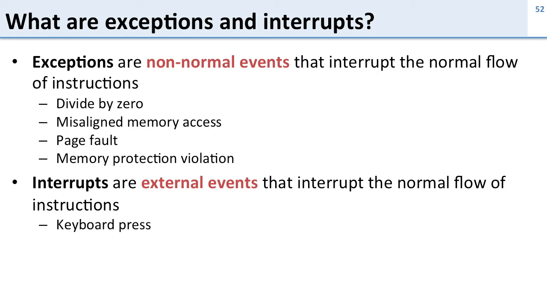Interrupts are external events, so for example a keyboard press. When I press a button on the keyboard, it's going to generate an interrupt which tells the computer to handle it. Or if the disk drive is ready with data, it's going to get an interrupt so the computer knows to go and get the data from the disk drive. Arrival of network packets are similar.